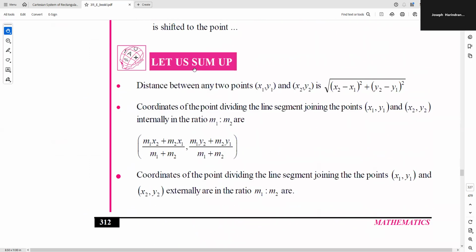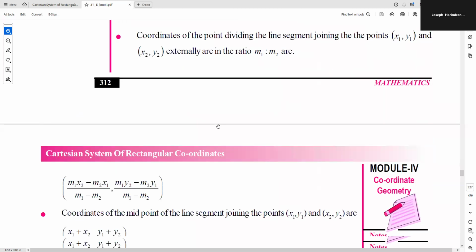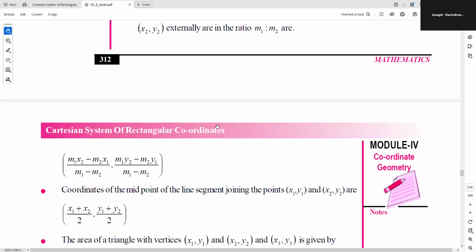Let us sum up this chapter. In conclusion, we have seen the following topics: distance formula, distance between the 2 points. Then section formula, internal is this formula, m1x2 plus m2x1 by m1 plus m2, comma m1y2 plus m2y1 by m1 plus m2. The coordinates of the point of division of the line segment joining the 2 points x1, y1 and x2, y2 externally are given by a ratio where there's a minus sign in between them. That is the difference between these two. The same formula, but the only thing is the negative sign, m1 minus m2 here.